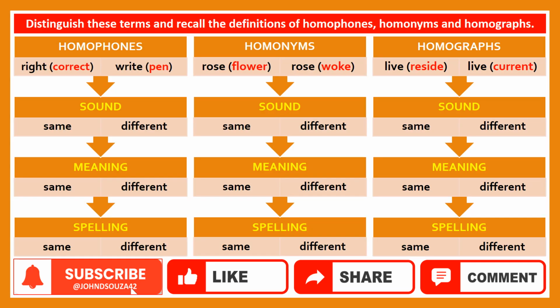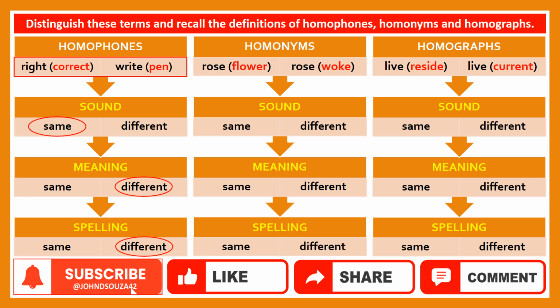Let's use this matrix to distinguish homophones, homonyms, and homographs and recall their definitions. Let's use the words right and right to recall the definition of homophones. These two words sound the same when pronounced, but they mean different things. One right refers to correctness, the other right to the act of penning. And they are spelt differently. Etymologically, the prefix homo means same and the root phone means sound. Therefore, words that sound the same but mean different and are spelt differently are called homophones.